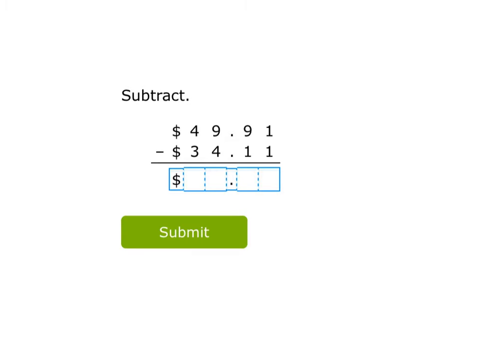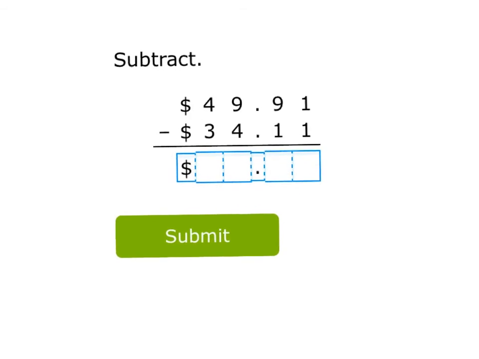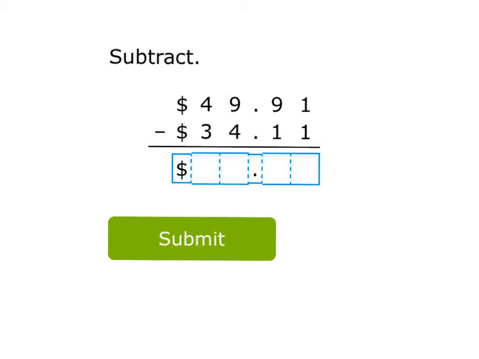All right, I'll make this a little bigger so I can draw all over it. Okay, again, we're subtracting. So you have 1 minus 1, which would be 0. 9 minus 1, which would be 8. See, they've lined up the decimals here. 9 minus 4, which would be 5. 4 minus 3, which would be 1. So then $15.80 is how much you have left here. One more of these.